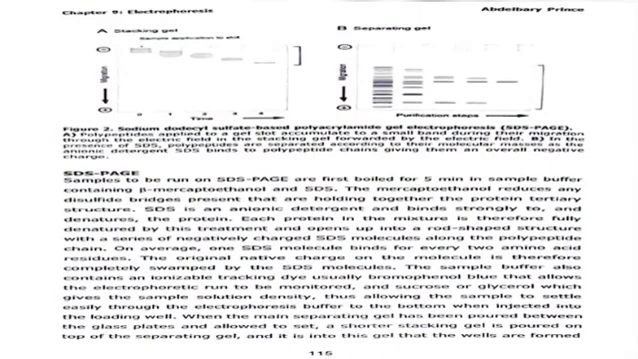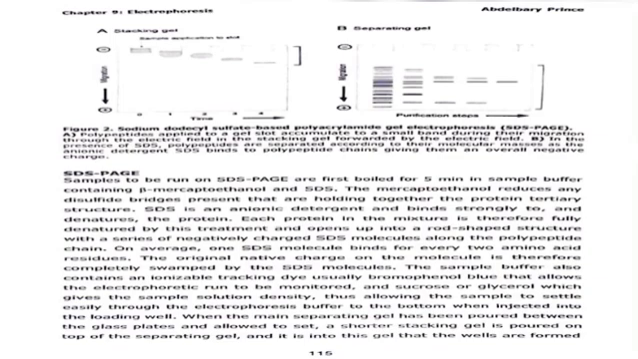Sodium dodecyl sulfate based polyacrylamide gel electrophoresis (SDS-PAGE). A. Polypeptides applied to a gel slot accumulate into a small band during their migration through the electric field in the stacking gel. B. In the presence of SDS, polypeptides are separated according to their molecular masses, as the anionic detergent SDS binds to polypeptide chains, giving them an overall negative charge.